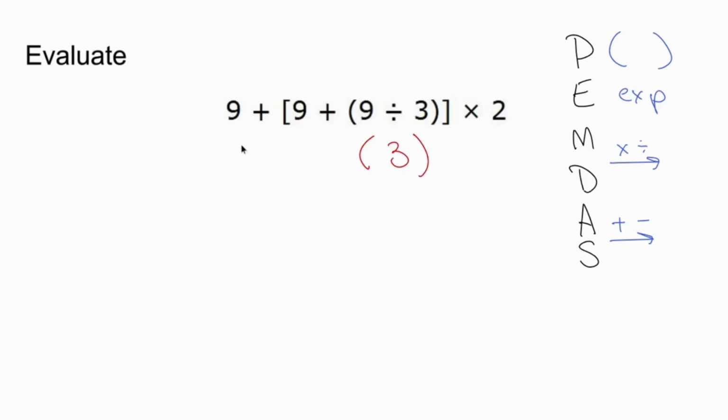Now we drop everything else down. 9 plus bracket 9 plus. We did the parentheses. Close the bracket times 2. Now we're not done this section yet because now we have to do the bracket part.